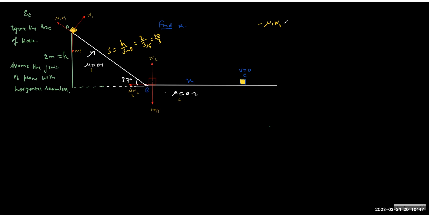Oh, okay, sir. Yeah, I made a mistake here. That is mu1 n1 into s. I'll just write like this. And when you're at the bottom, friction, we change the value to mu2 into x.